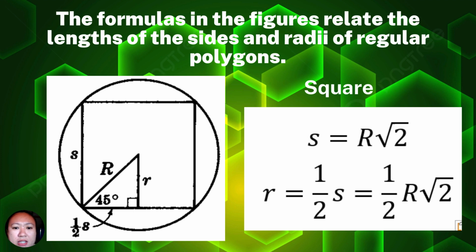Next is the square. For us to find the measurement of the length S, the formula is S is equal to R square root of 2. And for us to find the apothem, the formula to be used is r is equal to 1/2 S, or 1/2 R square root of 2.